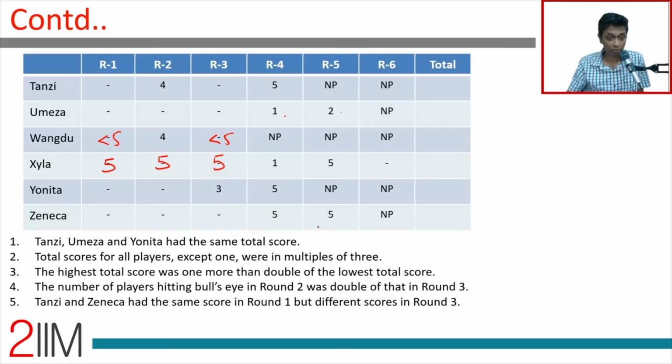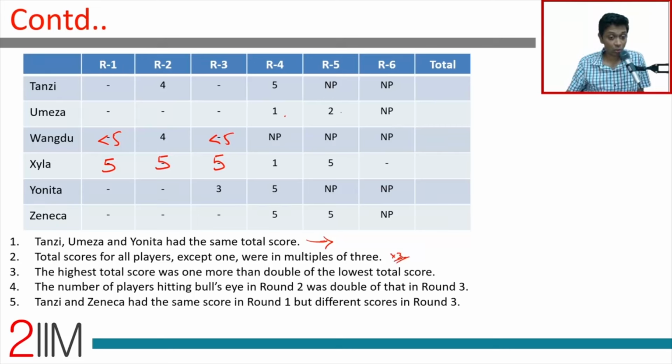Yonita had 1 bullseye. Zeneca had 2 bullseyes, 2 5s and something else. Tanzi, Umeza and Yonita had the same total score. Probably not a good starting point. Total scores for all players except 1 were in multiples of 3. They were all in multiples of 3.